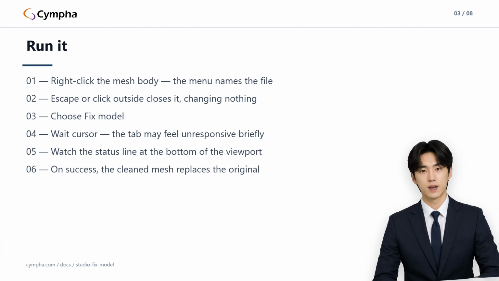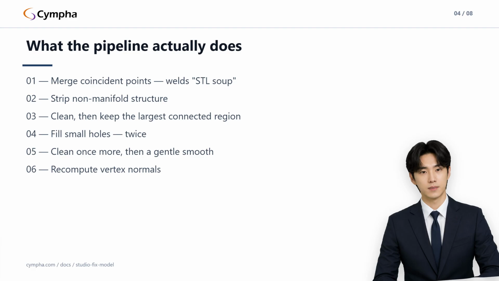Fix Model is a fixed sequence of conservative steps, always in the same order, over the whole mesh. Step 1 merges coincident points, welding triangles that share a position but not a vertex index, the main fix for STL soup where every triangle is its own island. Step 2 strips non-manifold structure, bad points, problematic edges, internal and hanging elements.